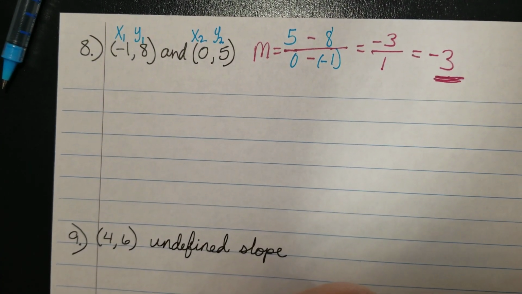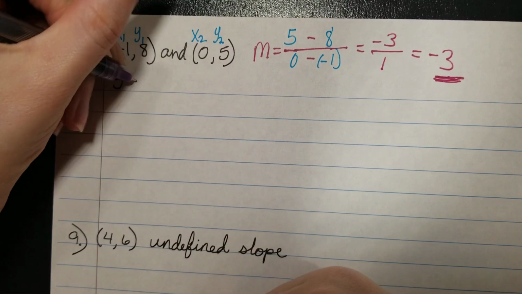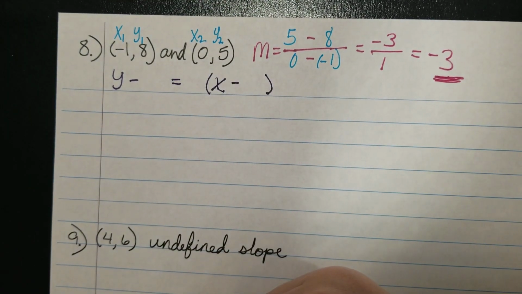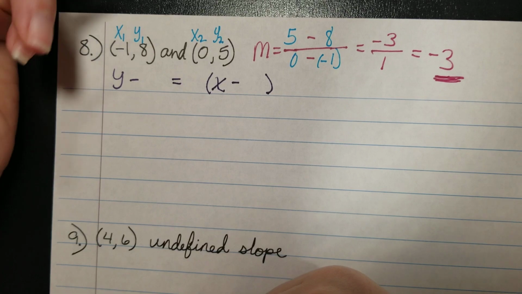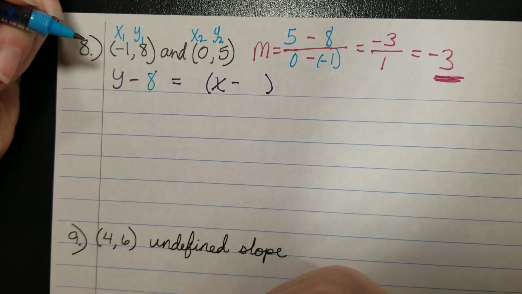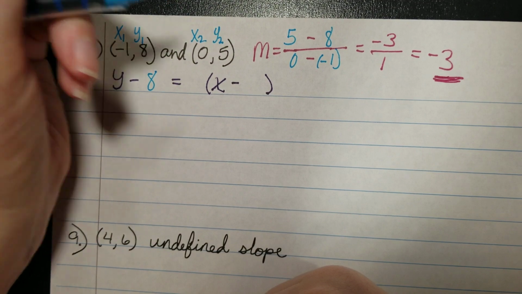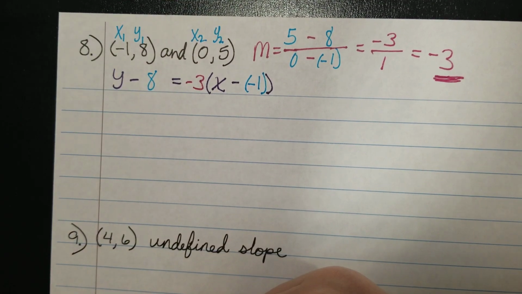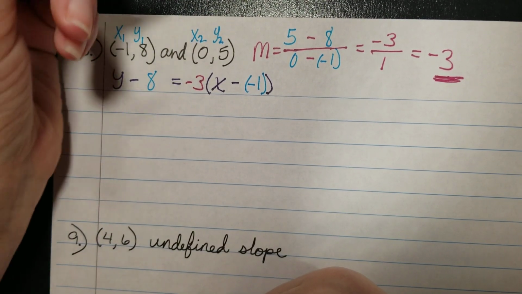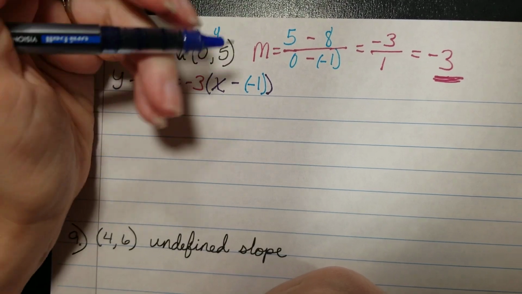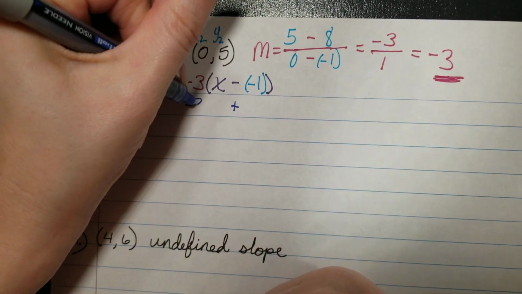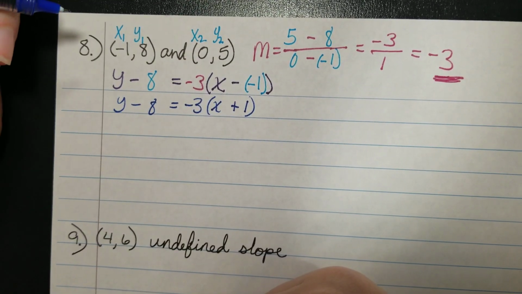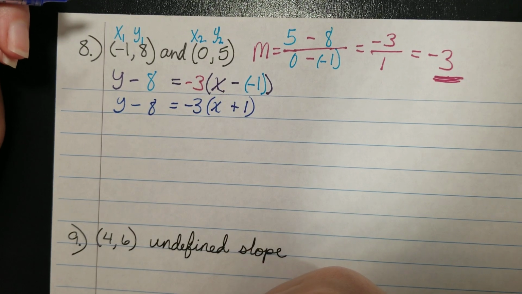So now I'll go ahead and get my point slope formula. So y minus y1, which is 8, and then x1 is -1, -3. First I'll just go ahead and simplify. Minus a negative makes that a plus. Bring everything else down. So I got y minus 8 equals -3 times x plus 1.